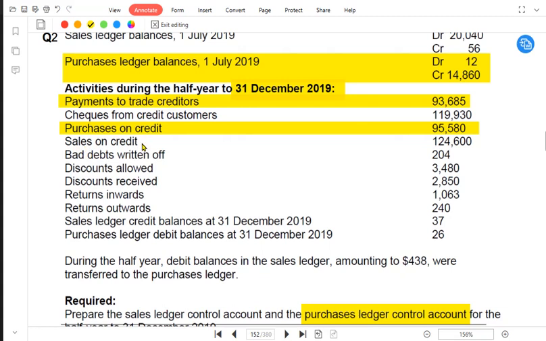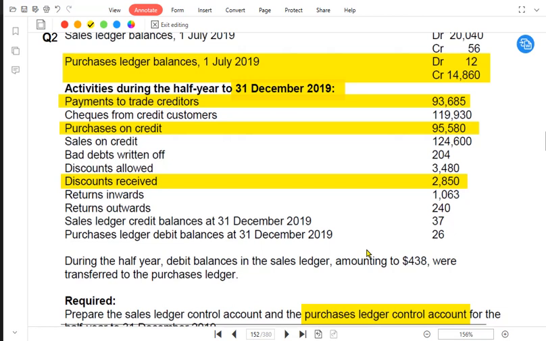Then we do not have sales in here. Why? Because we are making the suppliers account, and sales is made to customers and not to suppliers. Then we do not have bad debt, because customers go bad debt and we are not bad debt for someone else. Then we do not have discount allowed here. Instead, it's discount received. Other information is given. Why? Because we are also supposed to make a sales ledger control account, and sometimes the examiner only asks for one requirement but gives the data for both of the accounts just to confuse us.